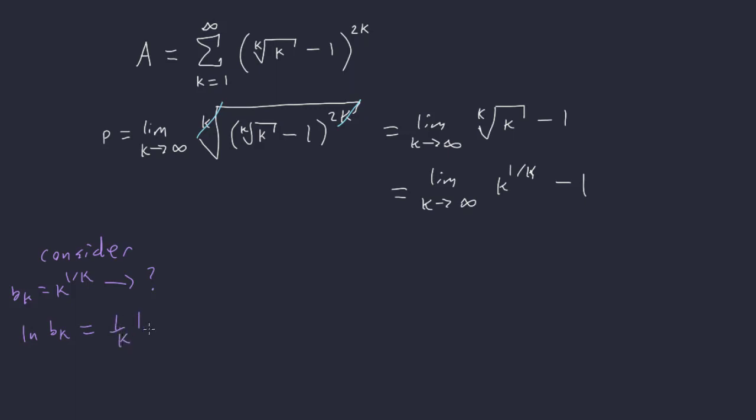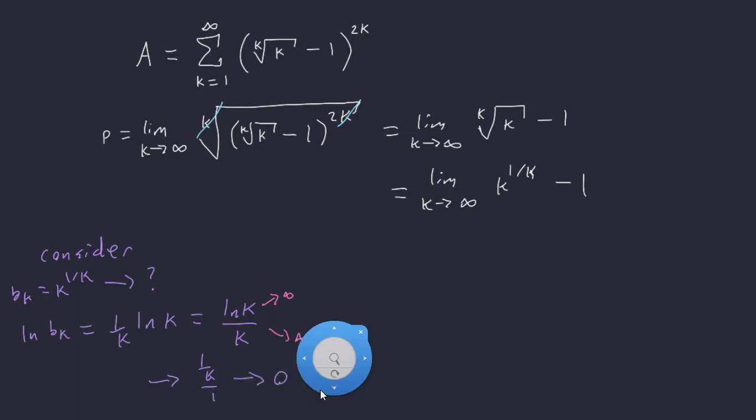And I'm going to go ahead and bring the 1 over k outside, because that is essentially what happens. We take the natural log and bring that over. So this is ln k all over k, and this is an infinity over infinity case. Right, so we can use L'Hopital's rule. All right, so we'll get 1 over k all over 1, which goes to 0.